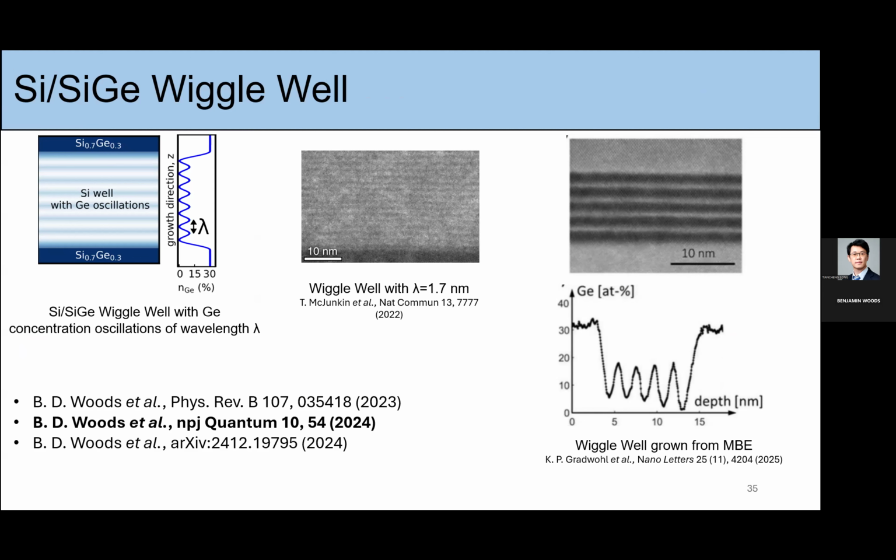This wiggle well was demonstrated a couple of years ago here at Wisconsin. This shows what we call a long wavelength wiggle well of 1.7 nanometers. Right, it's huge. That was supposed to be a joke.